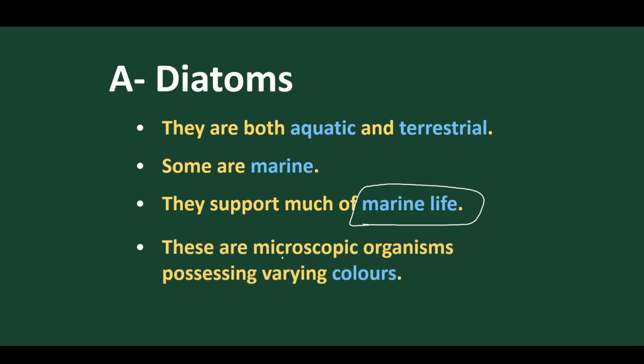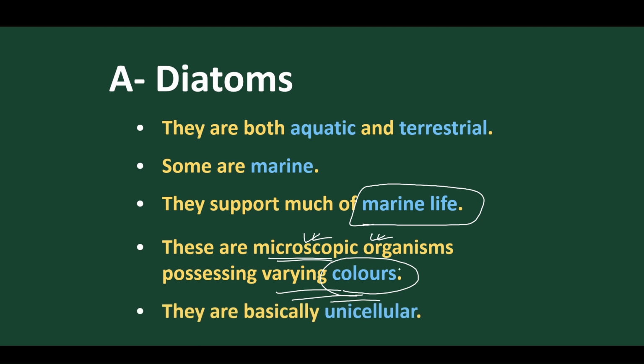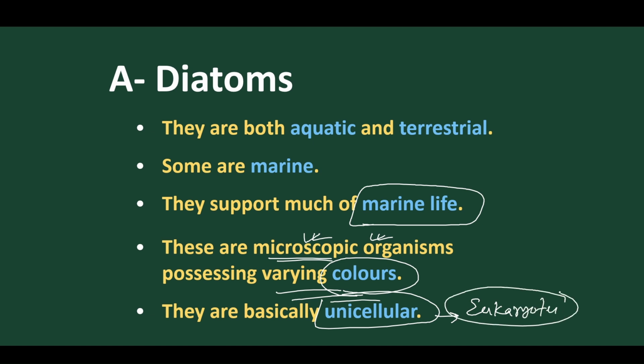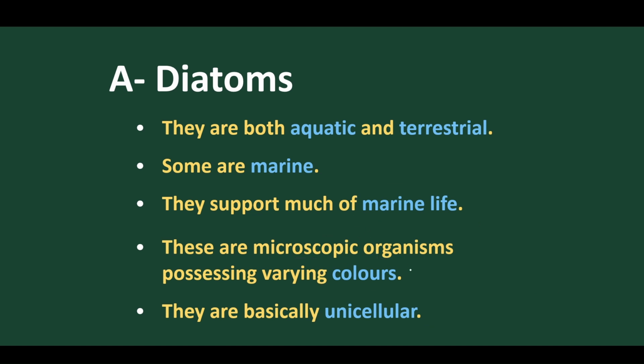Normally they are very microscopic, very minute, and they have different colors. Due to the presence of pigments, they have varying colors. Mostly they are unicellular, unicellular eukaryotic organisms. They are very small and can be seen only under the microscope.